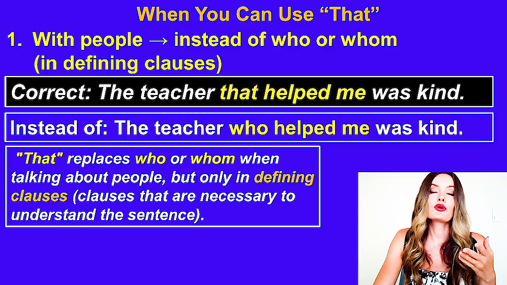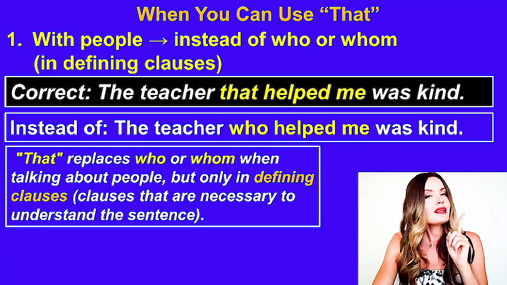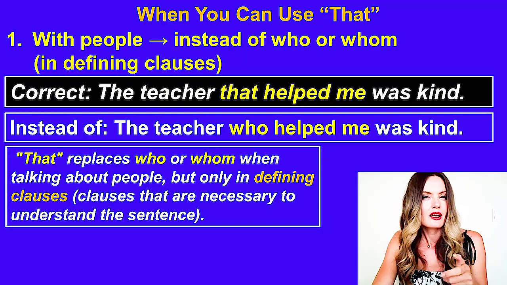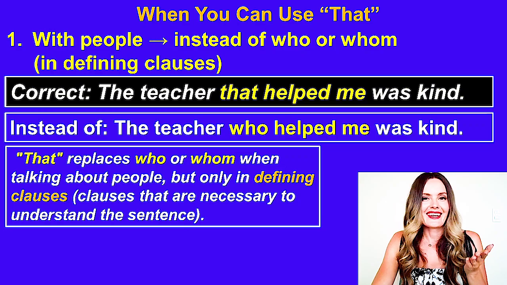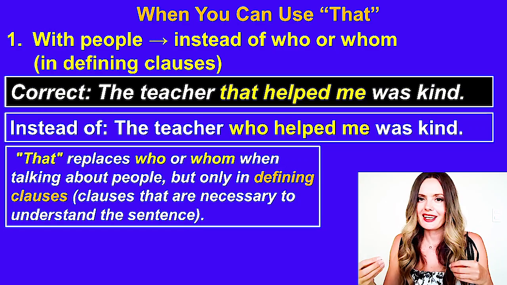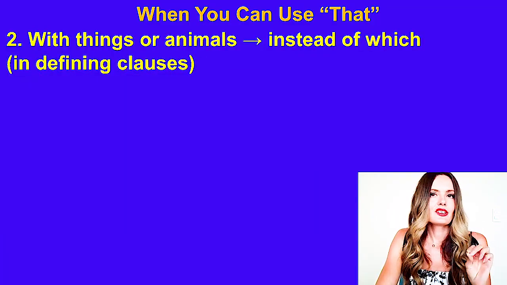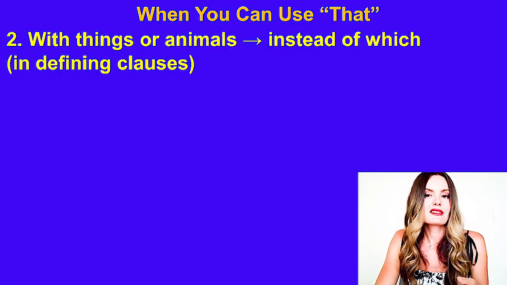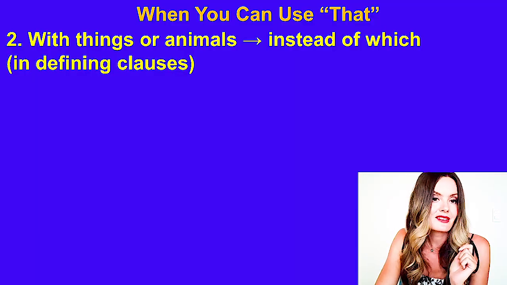That replaces who or whom when talking about people, but only in defining clauses. Clauses that are necessary to understand the sentence. Okay, please remember this. That's why we need to know the difference between defining and non-defining clauses. Also, you can use that with things or animals instead of which, and again in defining clauses.